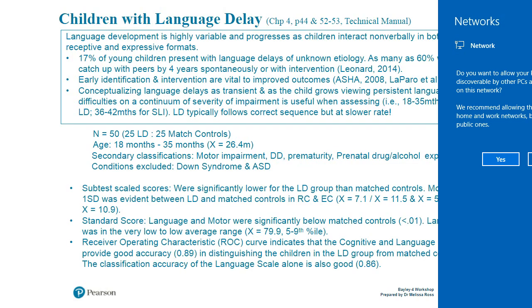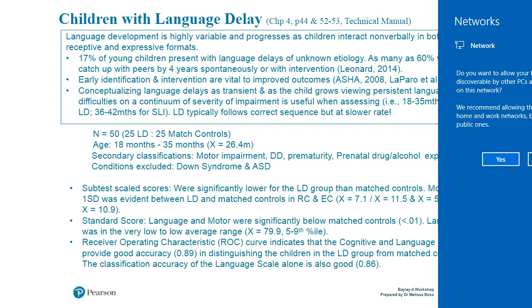Language development is highly variable and progresses as children interact non-verbally in both receptive and expressive formats. 17% of young children present with language delays of unknown etiology, not associated with cognitive, genetic, or sensory problems. As many as 60% will catch up with peers by 4 years spontaneously or with intervention. Early identification and intervention are vital to improved outcomes.